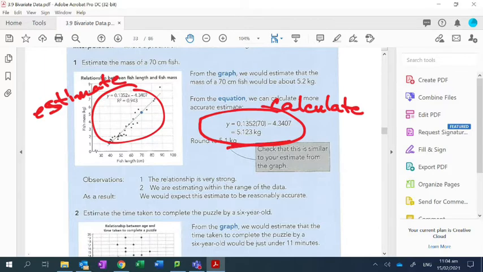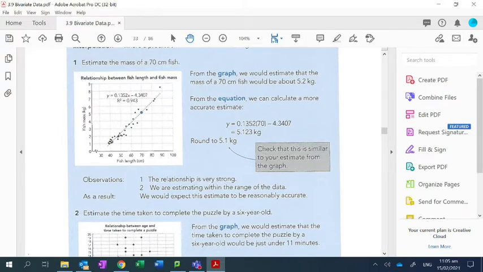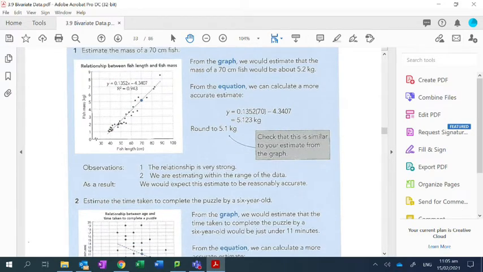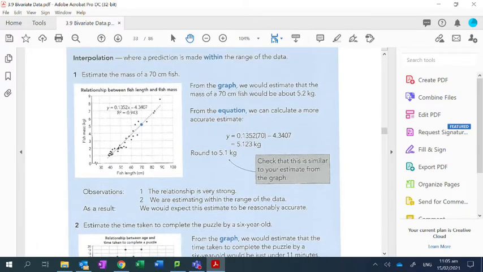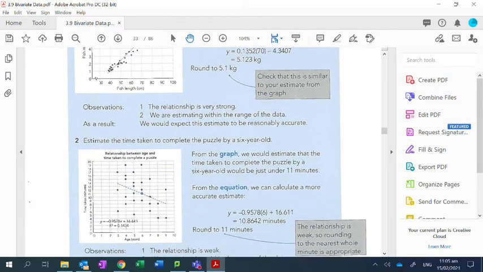So you're going to have to do both. Okay? So the observations. We need to know, for our rounding, that the relationship is very strong or not, right? And our second observation is we are estimating within the range of data. So estimating within the range of data tells you that this is what kind of estimation? Interpolation, or however y'all say it. Okay? Now, as a result, what do you expect about the estimate then? It's fairly reasonably accurate. Okay? All right, and again, we're going to see lots of these.